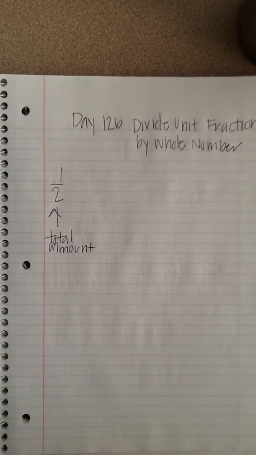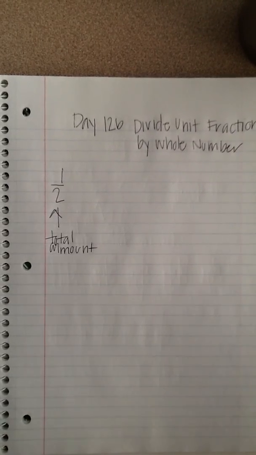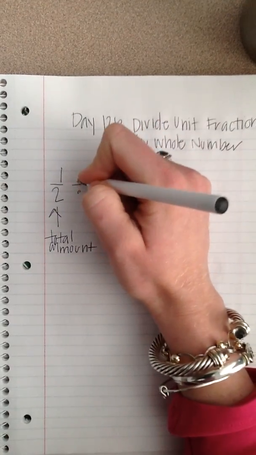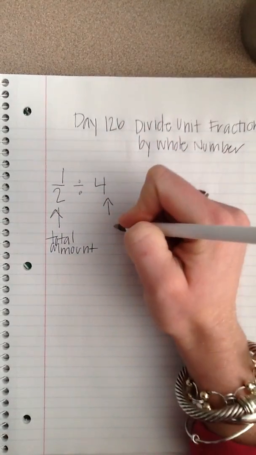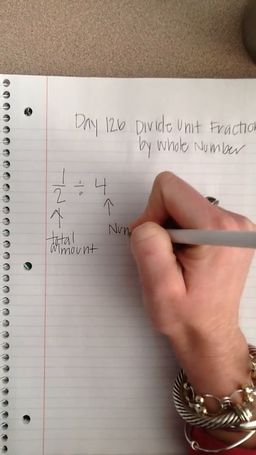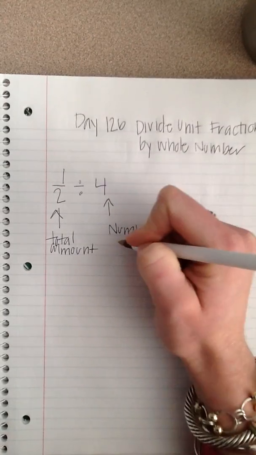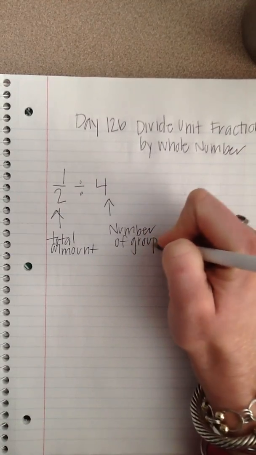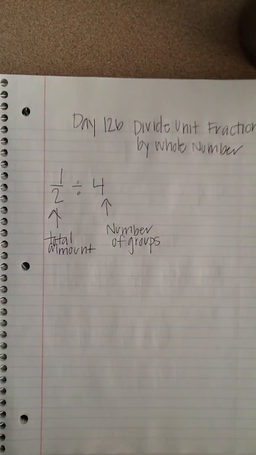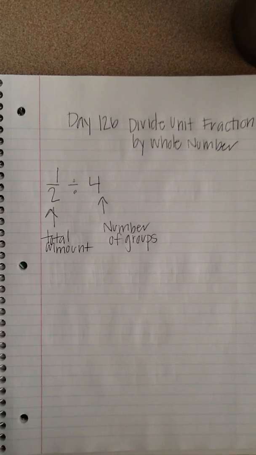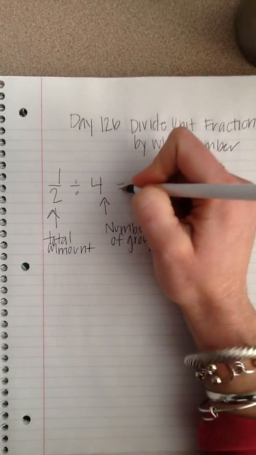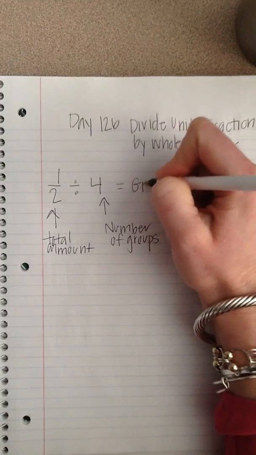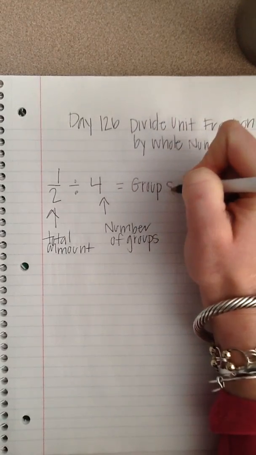Now, we need to decide what's our next number. Well, our next number we have is 4, and we know we're dividing because this is our number of groups. 4 is how many groups we have. And if we have our number of groups, then that means we're looking for our group size.